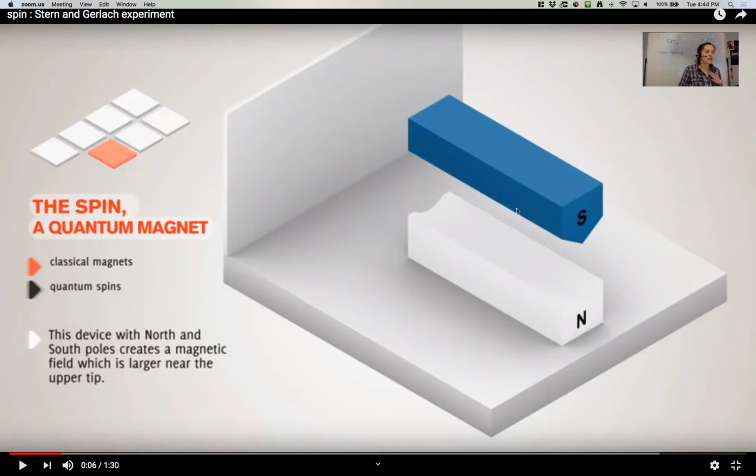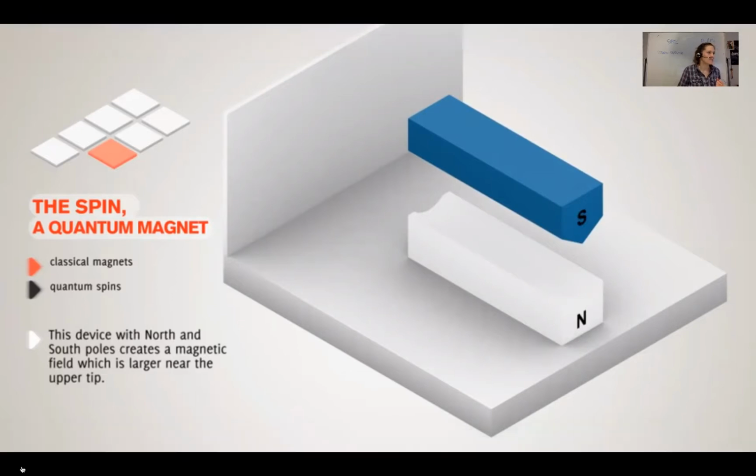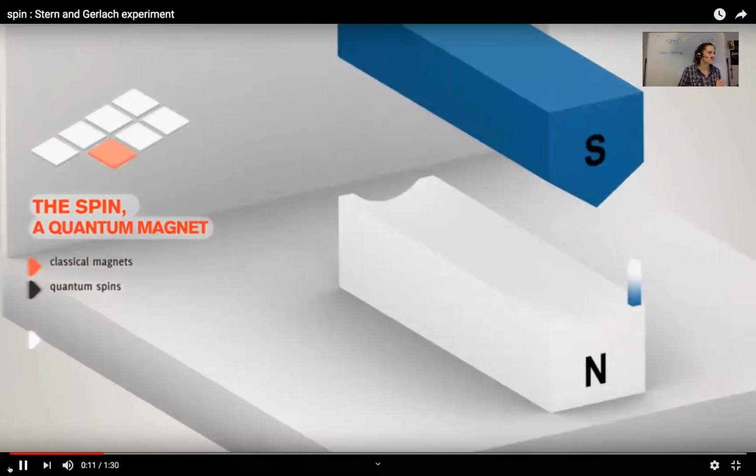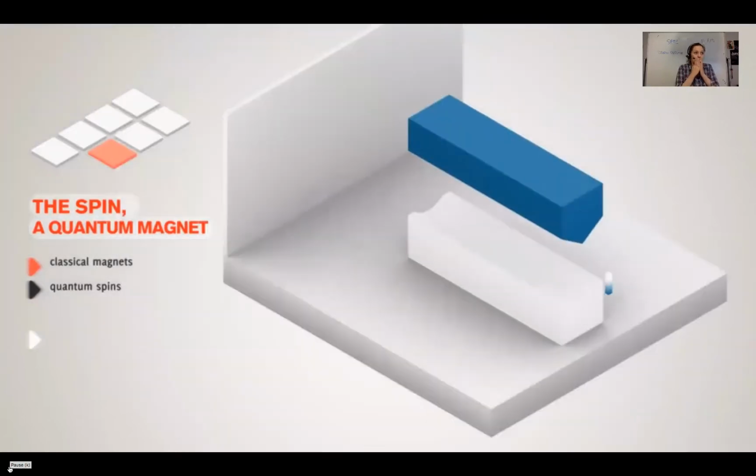This is the Stern-Gerlach experiment. You've got bar magnets here, spin a quantum magnet. I'm just going to let it play, let you watch. Play. There we go. Oh, spin up. Or I should say bar magnet up.